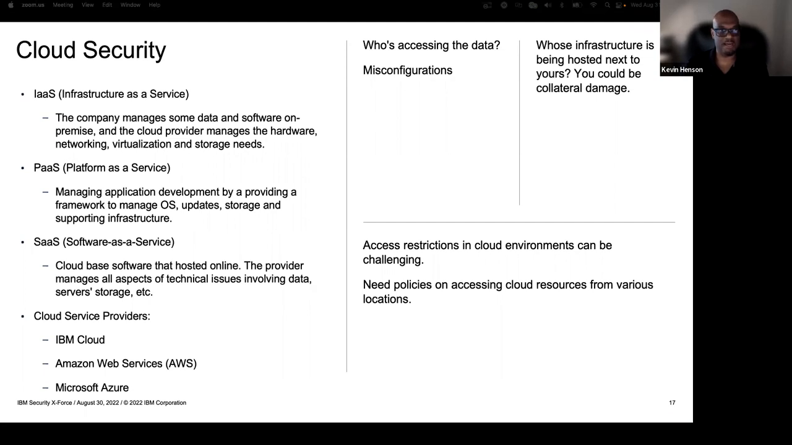Another consideration is that when you move to the cloud, you have multiple organizations in the cloud next to you. So if one company is targeted, you may become collateral damage of a breach of that particular company. When you have data hosted within your own environment on premise, you have more control over that data and more control over the security. But when you go to the cloud, some of that control over the security is given to the provider in exchange for less responsibility of managing the servers and the hardware. So that's a give and take. But the overall things to be concerned with in cloud security are who's accessing the data, misconfiguration, and who your neighbors are within that cloud environment.